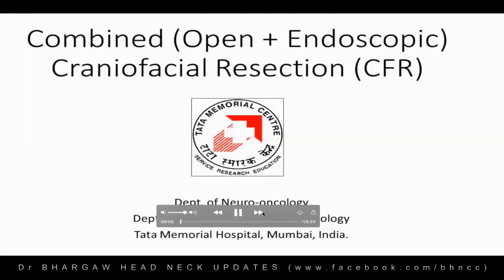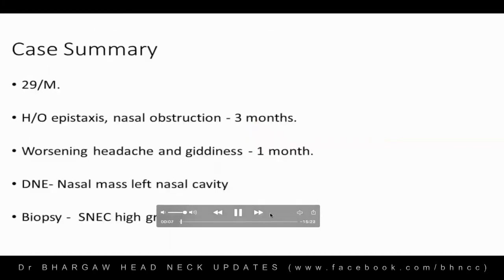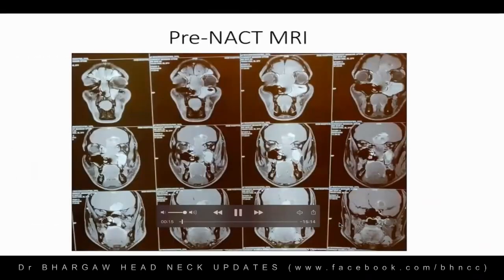So this was an extensive disease, a young 29-year-old male presenting with nasal obstruction, headache and giddiness. There was a nasal mass which was biopsied, and it was a sinonasal neuroendocrine carcinoma. So you can see there's a significant intracranial extension. It is going beyond the medial edge of the orbit here. So even after NACT, you definitely would not want to do it totally endoscopically. It has to be a combined approach. There's significant intracranial extension here.